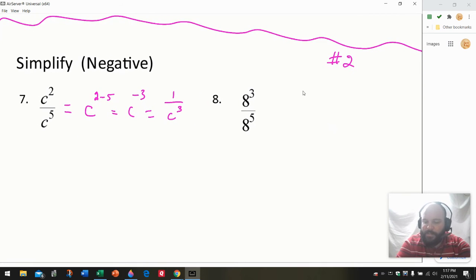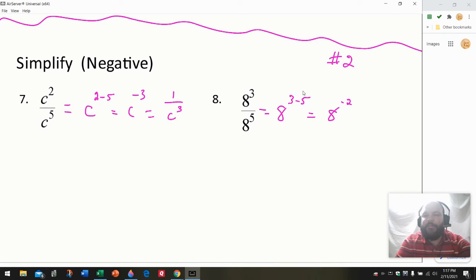Number 8 is going to be done in a similar fashion. You can see that both of these have a base of an 8. And they're both being divided. So when you have the same base and we're dividing them, you subtract the powers. So we're going to do 8, and then it's going to be the top minus the bottom power. So 3 minus 5. Now 3 minus 5 is negative 2.